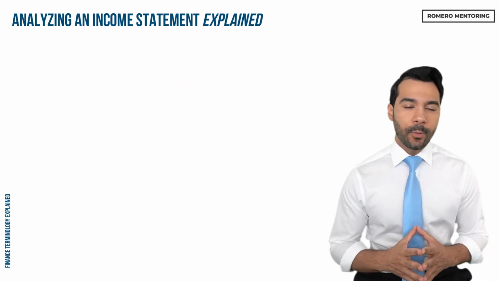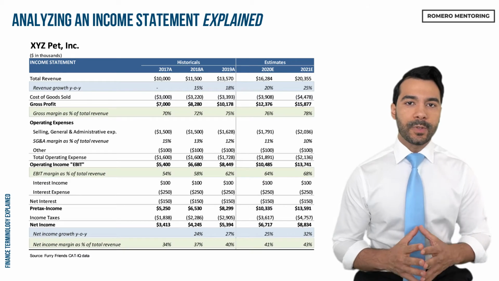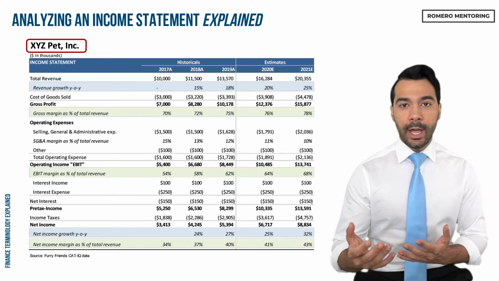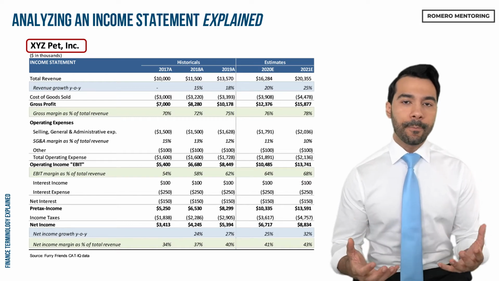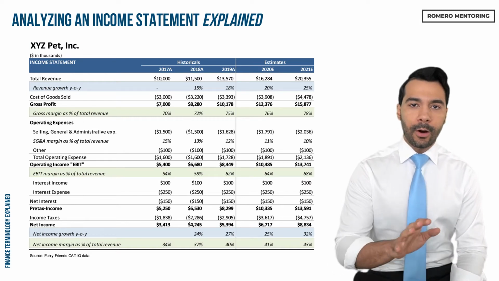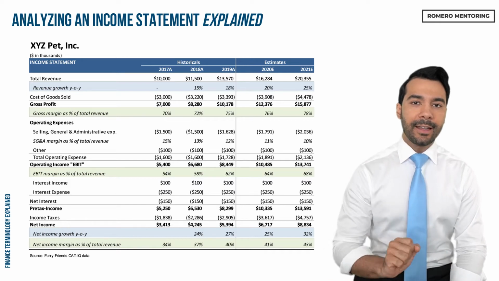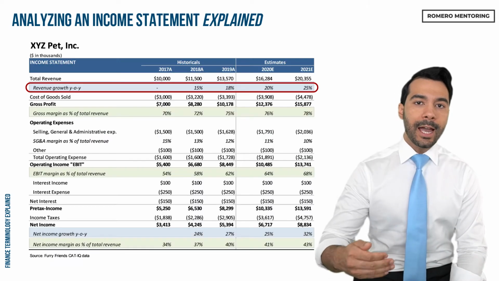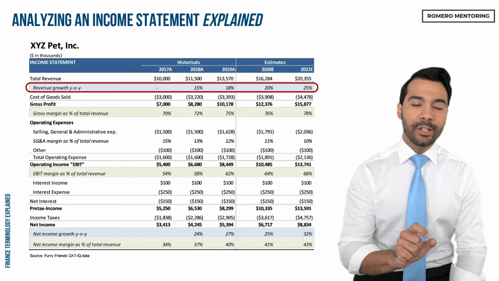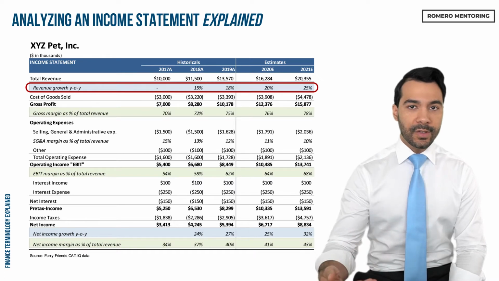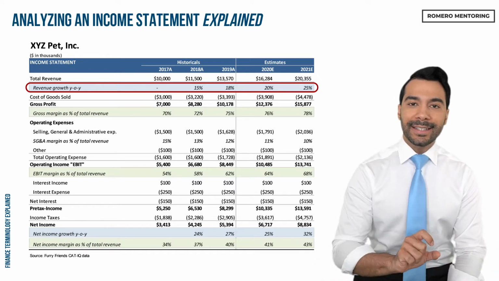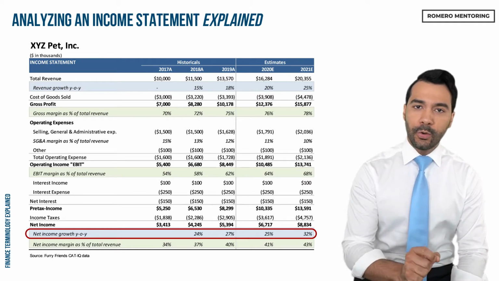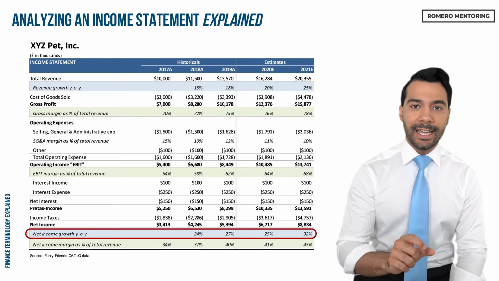So let's look at an example. Here we're displaying the income statement of XYZ Pet Inc. They manufacture pet food and toys, anything related to your pet. So when we apply our simple 3 steps to analyzing an income statement, if we look at number 1, growth rate, top line revenue growth, you can see that this company is growing revenue consistently, and it's accelerating. If we look at the bottom line, net income growth, you can also see that generally speaking, it's increasing.